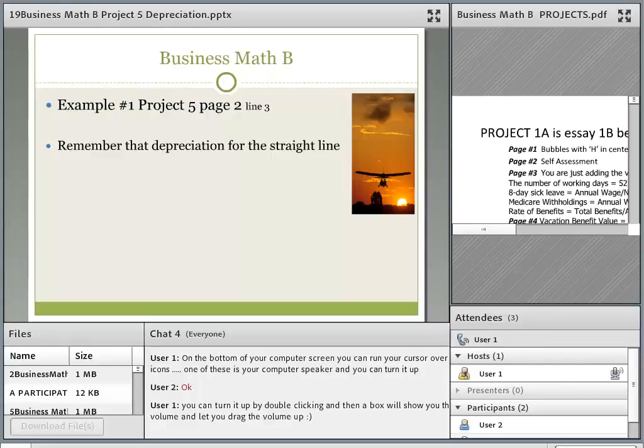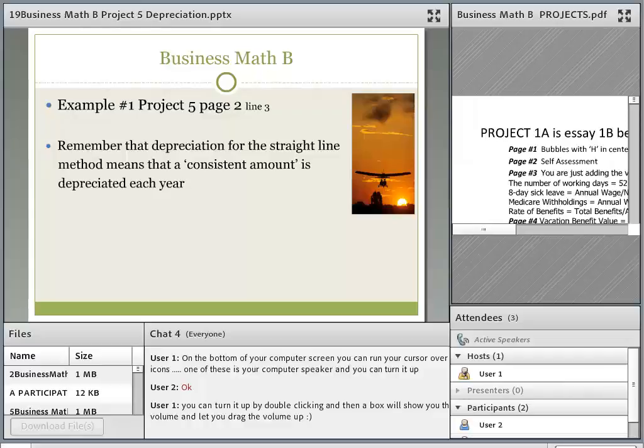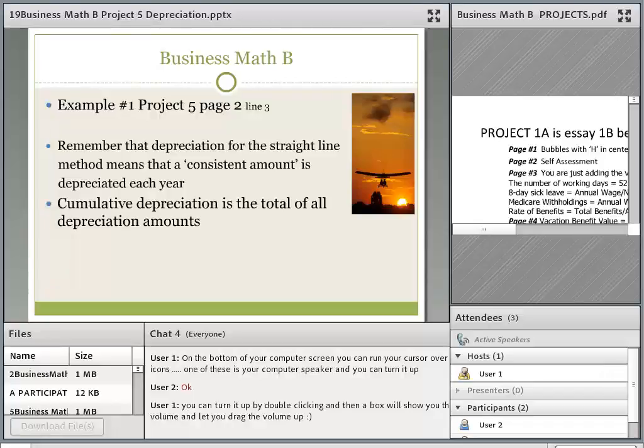That's called the straight line method. So the depreciation would be the same amount every year. The depreciation for a straight line is a consistent amount depreciated each year, and the cumulative depreciation is the total of all those depreciated amounts. If you're taking 10,000 off in depreciation, then the first year the cumulative is 10,000. The second year, the cumulative would be 20,000.